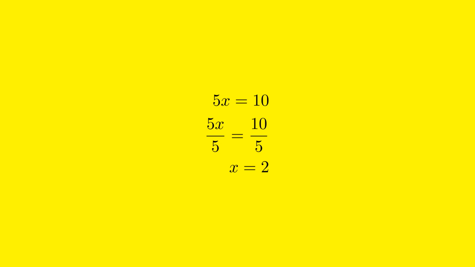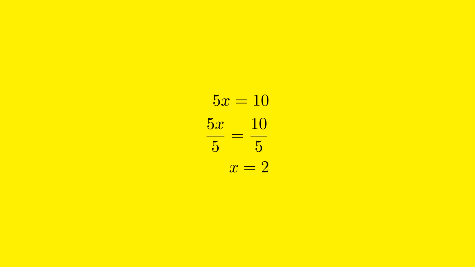This is because division is the inverse operation of multiplication, and it will cancel out the 5 on the left side. So, we divide 5x by 5, and we also divide 10 by 5 to maintain equality. The equation 5x divided by 5 equals 10 divided by 5 simplifies to x equals 2. By isolating x, we have determined that x equals 2.